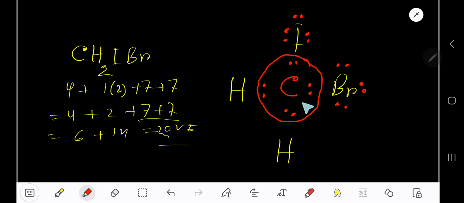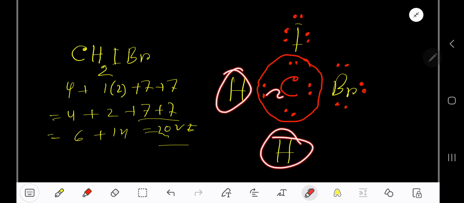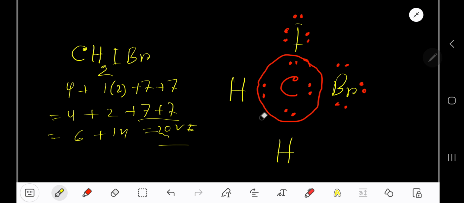Carbon is the central atom because it has the highest capacity of making bonds. Look here, 1, 2, 3, 4. Plus, carbon is less electronegative than halogen, and hydrogen is always considered an outer atom. So carbon is the central atom. This is the Lewis structure of bromo-iodomethane.